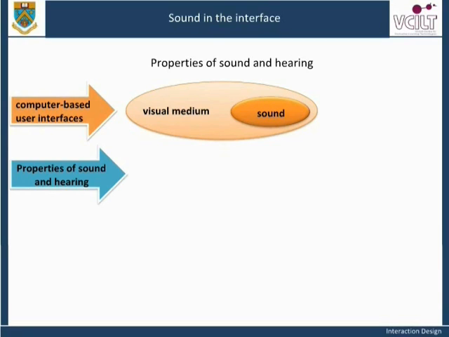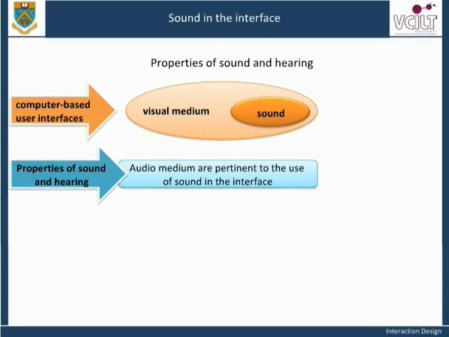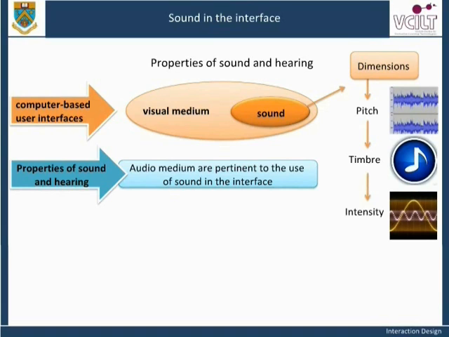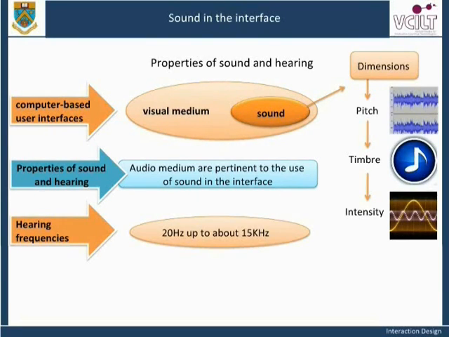A number of properties of the audio medium are pertinent to the use of sound in the interface. Sounds can vary in a number of dimensions: pitch or frequency, timbre or musical tone, and intensity or loudness. Not all sounds or variations of sound are audible to humans. The ear is capable of hearing frequencies ranging from about 20 Hz up to about 15 kHz, and differences of around 1.5 Hz can be discerned, though this is less accurate at high frequencies.